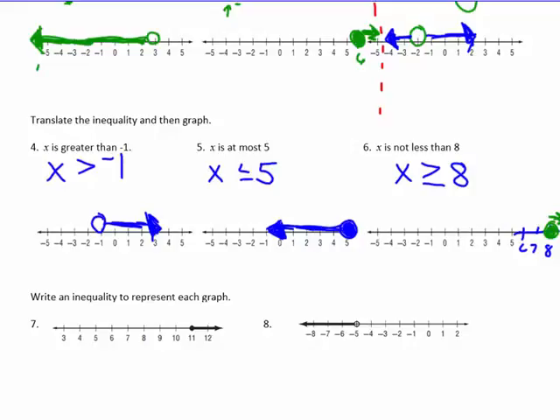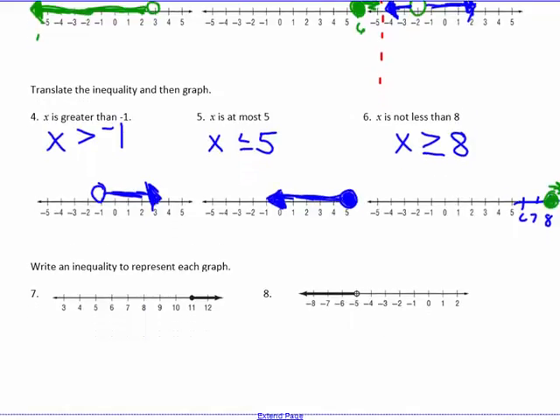Write an inequality to represent each graph. So I'm going to start with a variable. You know I'm boring, I'm going to use x. I'm going to look to see what number it is. There's an 11, that's where the circle's at. And I'm going to the right, which means I'm getting numbers that are greater than x. It's a colored in circle, so I'm going to add my line.